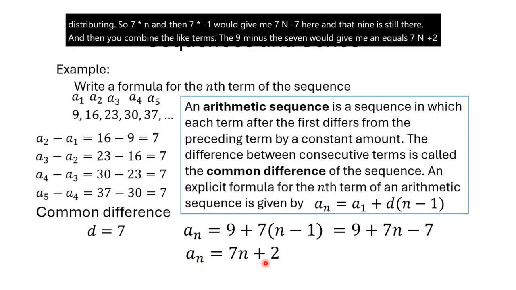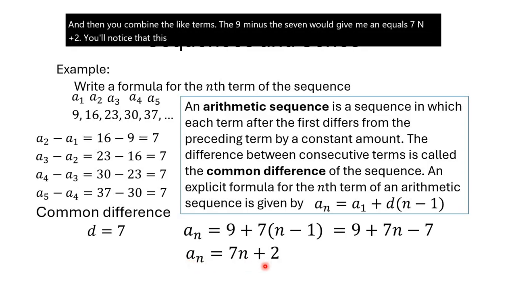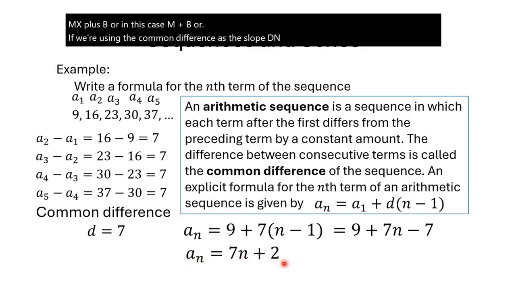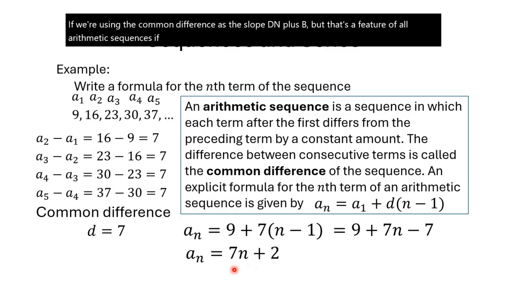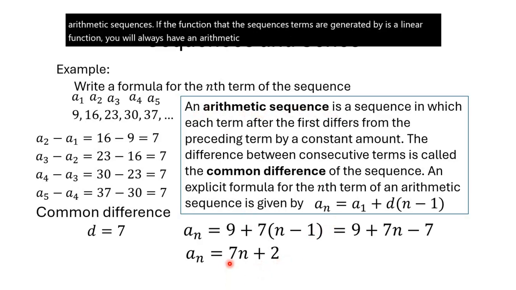You'll notice that this is a linear expression, mx plus b. That's a feature of all arithmetic sequences. If the function that the sequence's terms are generated by is a linear function, you will always have an arithmetic sequence, and the slope of that arithmetic sequence will be the common difference.